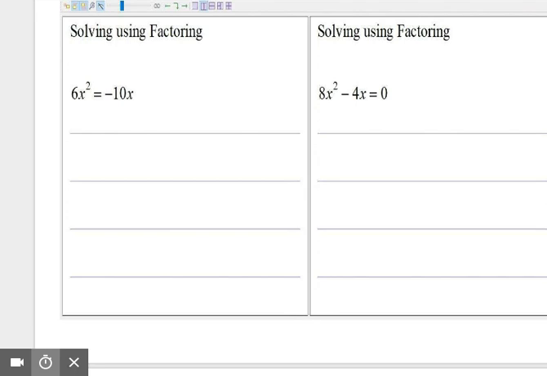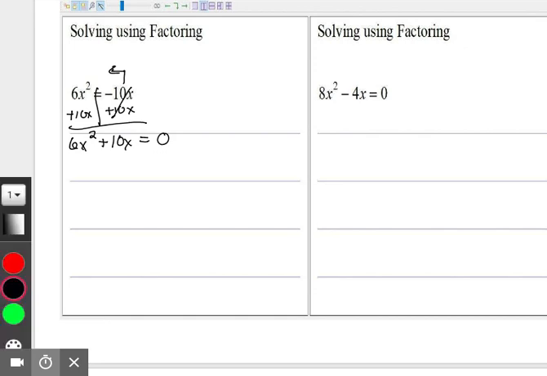All right, this first one is not set equal to 0. So the very first thing I need to do here is set this equal to 0. I'm going to choose to move that negative 10x over to the left. So I'm going to add 10x to both sides, and that's going to give me the quadratic 6x squared plus 10x, and negative 10x plus 10x, that equals 0. So that's what I needed to happen.